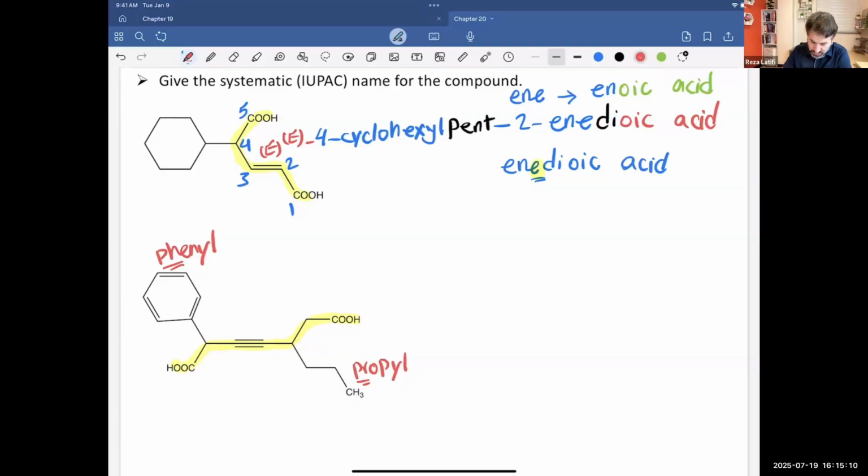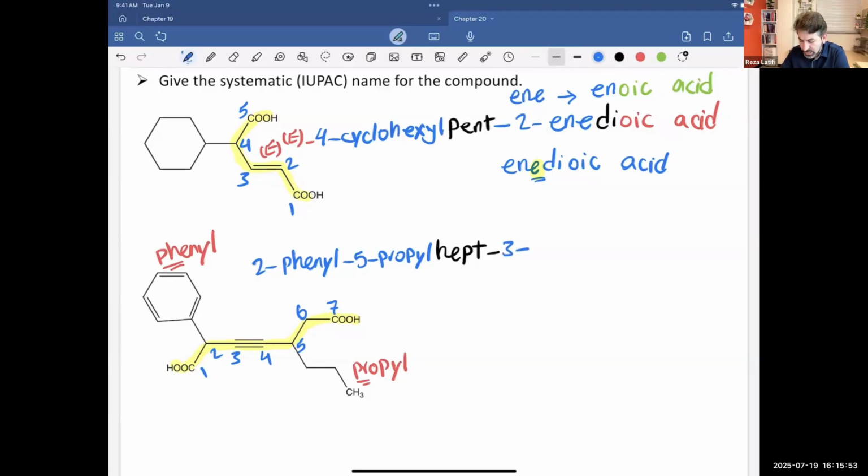Okay, so in this case, we go 1, 2, 3. We try to give the triple bond the smallest possible number, and that's going to be 4, 5, 6, 7. So we have 7 carbons this time. And I go on, okay, I have a propyl and phenyl. I go 2 phenyl, and then 5 propyl, and then I have 7 carbons. That's going to be heptane, but I have a triple bond. I need to show the position of the triple bond. I go dash. On the third carbon, I have a triple bond.